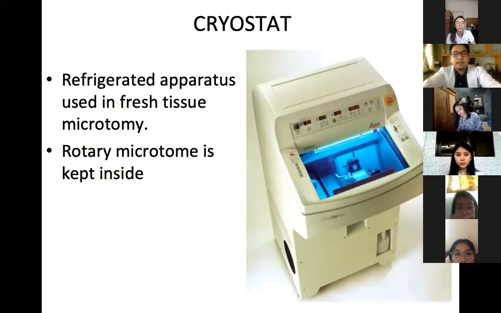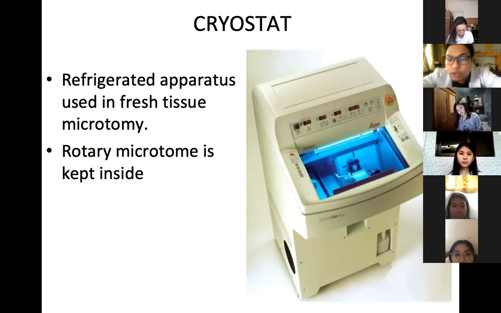Okay, and lastly for microtomes, we have the cryostat. Okay, cryostat class is a refrigerated apparatus used in fresh tissue microtomy. Okay, so what type of microtome ang nasa loob ng cryostat? We have rotary microtome. Rotary. Okay, the only difference class is refrigerated siya, meaning controlled temperature ang cryostat.